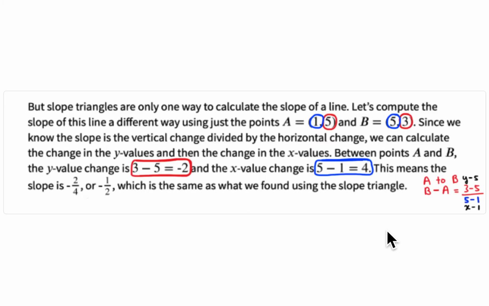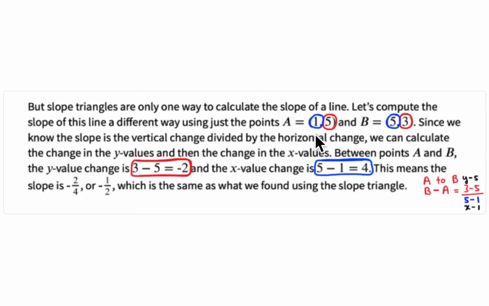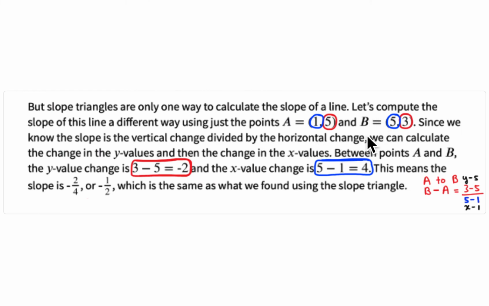All right, so let's look at what the authors wrote just a little bit and make that connection. So they say you can use the points to figure out the slope. Rather than just using the slope triangle, this triangle here, you can use the points. And they write this in the beginning as moving from A to B. The reason I can tell that is they set this up to subtract 3 minus 5. So I circled those in red.